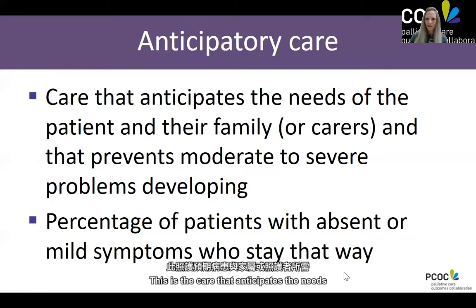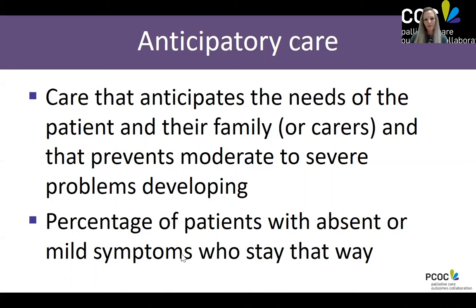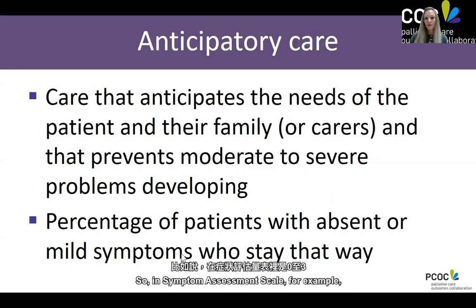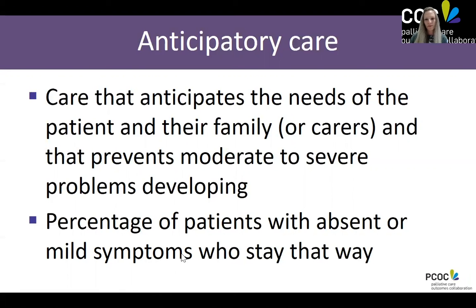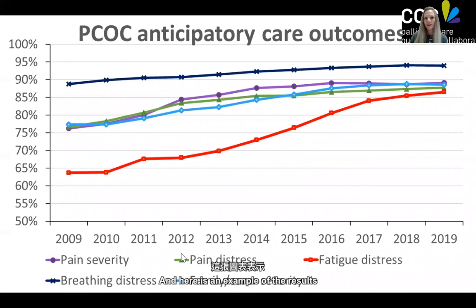This is care that anticipates the needs of the patient and their family or carers, and that prevents moderate to severe problems developing. So it could include anticipatory medications, for example. The measure is the percentage of patients with absent or mild symptoms who stay that way. So in the symptom assessment scale, for example, that is 0, 1, 2, 3. And here is an example of the results for the PCOC anticipatory care outcomes, and the benchmark is set at 90%.